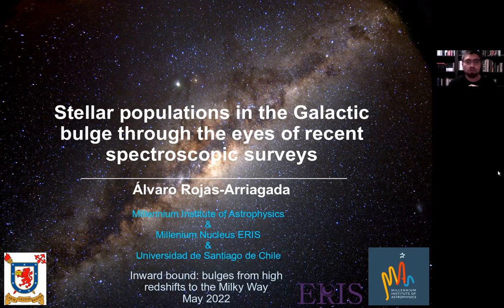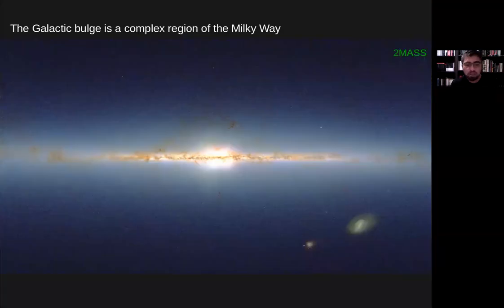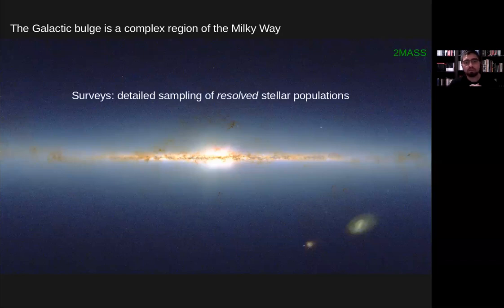I'm going to tell you about stellar populations in the galactic bulge through the eyes of recent spectroscopic surveys. Over the last 1.5 decades or so, we have learned that the Milky Way bulge is a quite complex region of our galaxy. And this understanding has been driven by the massive observed datasets, photometric, astrometric, and especially spectroscopic surveys. So all of them have provided a detailed sampling of the resolved stellar populations living in different components of the Milky Way, and in particular in the bulge.